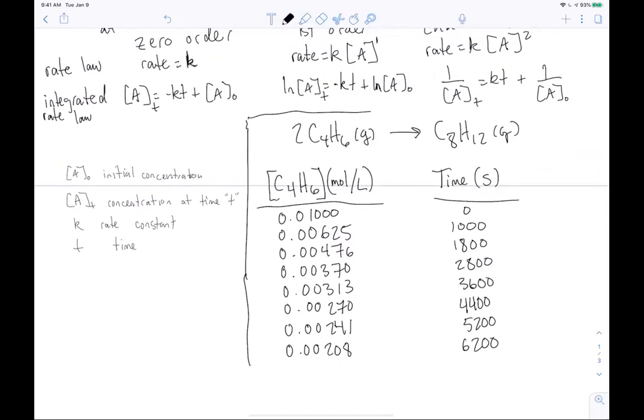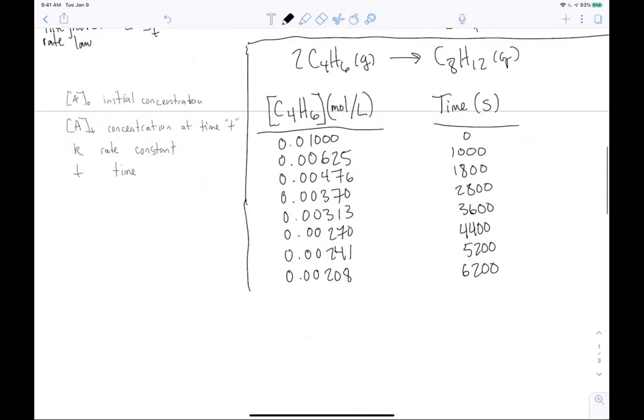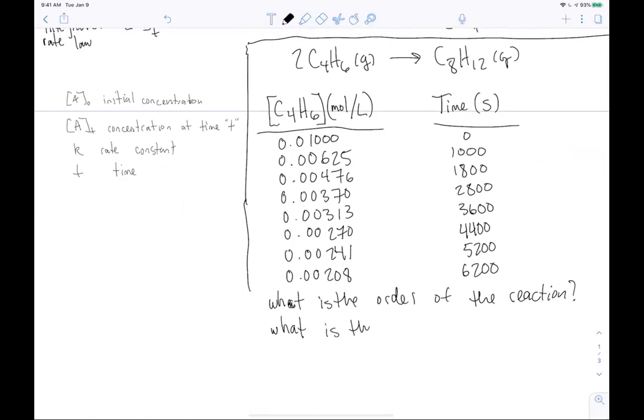So we have this process and we're trying to figure out the order of this reaction and the rate constant. Let's say, what is the order of this reaction? Let's just start there. And then the second question we'll ask is, what is the rate constant? We're asking similar questions to the last thing that we learned, which is the method of initial rates. Essentially, what is the order of the reaction? But the data that we're collecting is different.